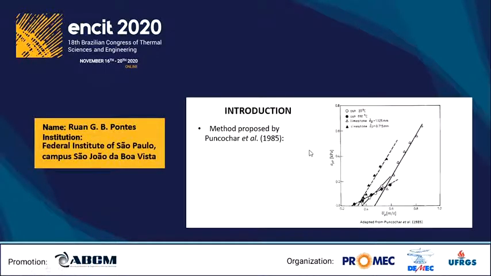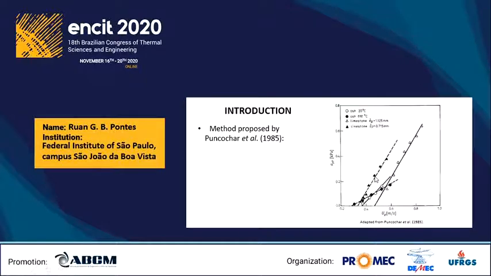The method of Puncochar et al. is based on the relationship between the standard deviation of pressure fluctuation across the bed and UG. In the method, the gas velocity is represented on a linear scale.